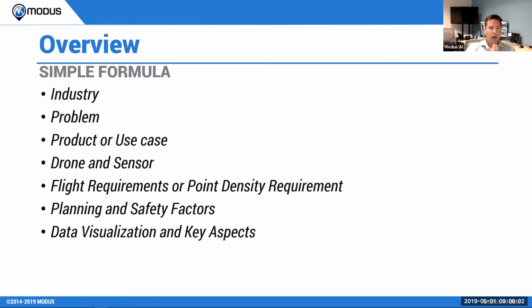Moving forward, we will go through what the individual client or industry sees as a problem, how this technology helps solve that, and what the use case is. We'll break down a little bit about the drone that we use, the sensor, and planning considerations, and even how we selected our point density and why, because as you will learn really quickly, your data requirements should drive everything that you're doing. We'll go into some planning and safety factors, and like I said, we'll toggle back and forth into the visualization and key aspects.